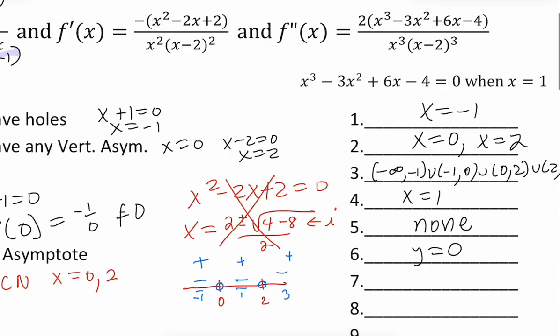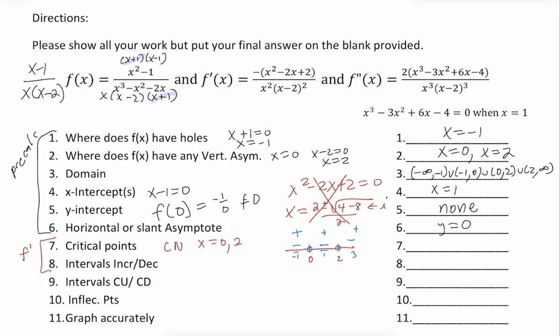So how do we write that? Because we do have 3 separate pieces of our graph. So we can say our critical numbers here are at 0 and 2. Our intervals of increasing and decreasing: it is decreasing from negative infinity to 0, from 0 to 2, and from 2 to infinity.